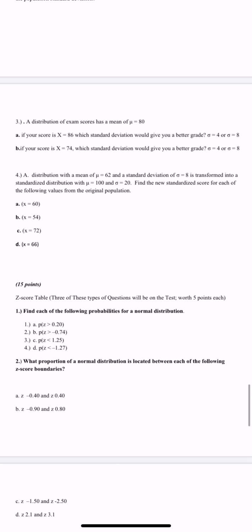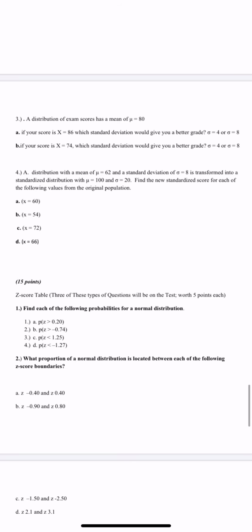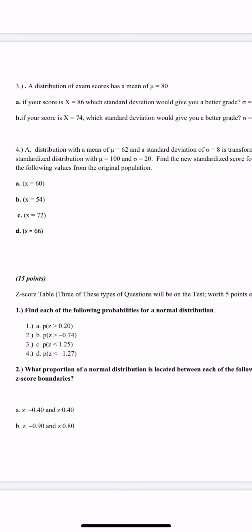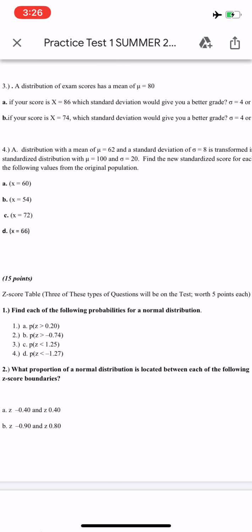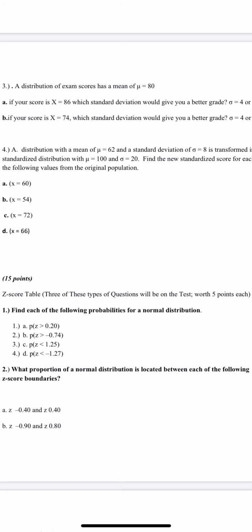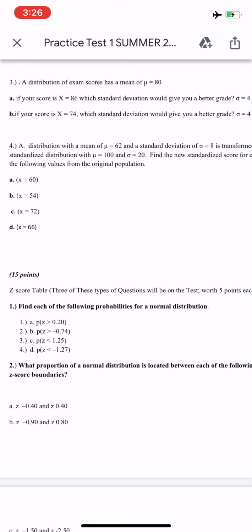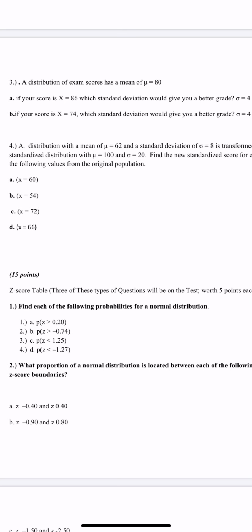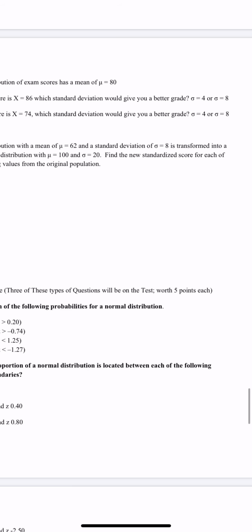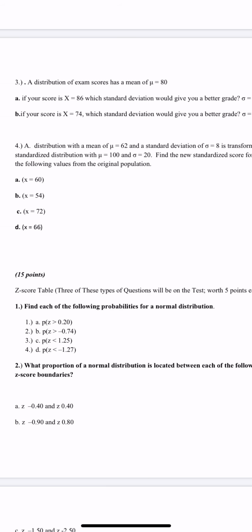What is a better score here? Well, the Z-score of 1.5 is a better score. So for that reason, the standard deviation of 4 is the answer. A standard deviation of 4 will give you a better grade. All right, for the next question, if your score is 74, which standard deviation will give you a better grade, 4 or 8? So now you do 74 minus 80 divided by 4, and that equals negative 1.5. And 74 minus 80 divided by 8 equals negative 0.75.